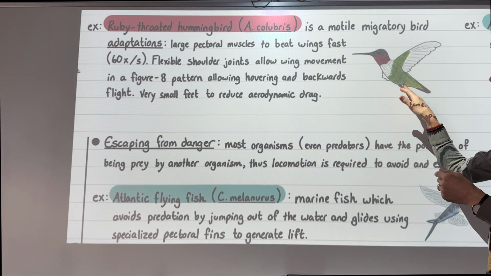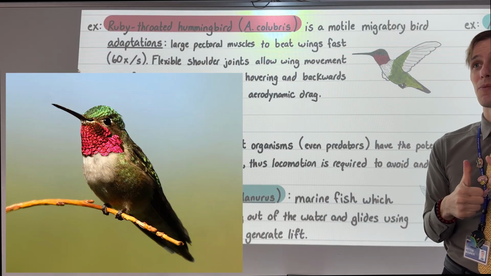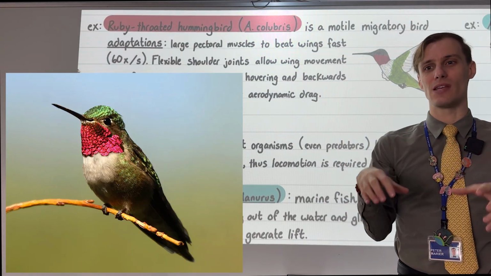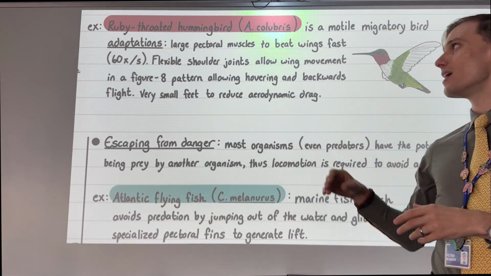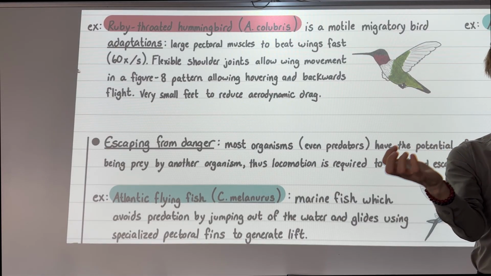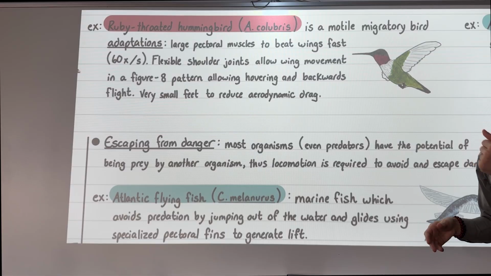Now, if you've noticed, their feet are really, really small. In fact, they're so small that hummingbirds can't really walk. They can only perch themselves and maybe scoot over, but they can't really walk in the classical sense. And that is because this allows them to be really aerodynamic, again, reducing drag. They don't really need to be able to walk when they can fly this well.